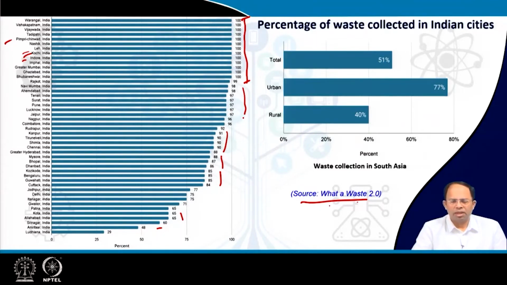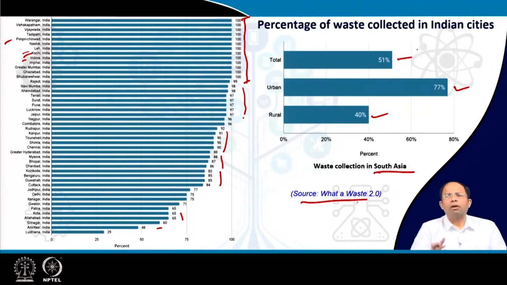Maybe some discrepancies could be there, but more or less this gives us an idea that not all cities are safe. The collection system is not efficient. So in many cities, we have to actually improve our collection system. And this figure on this side shows that in rural areas, approximately 40% of the waste is being collected. In urban areas, approximately 77% of the waste is being collected. And these figures are for South Asia. That means this is data from India, Pakistan, Bangladesh and other countries in this part of the world. And the average waste collected is around 50%.